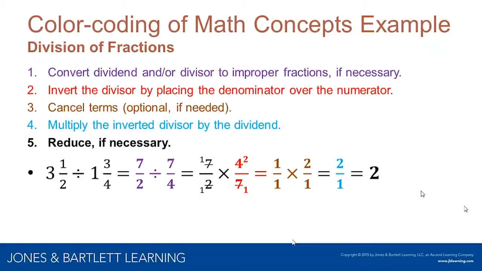The next step is invert the divisor. So the divisor, 7/4, is inverted to 4/7 and shown in red. Then we see the cancellation of terms. And once they're canceled, they're reduced, and that's in brown. And then we multiply the inverted divisor by the dividend, and that step is shown in blue. And then the answer is shown in bold and in black. And we believe this will aid the visual learner.